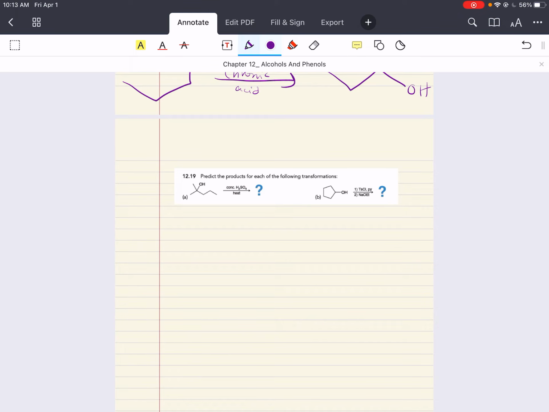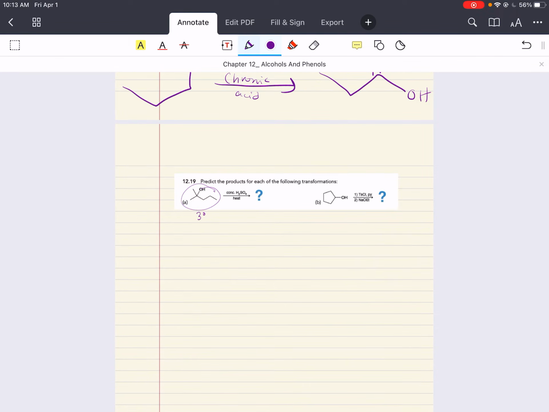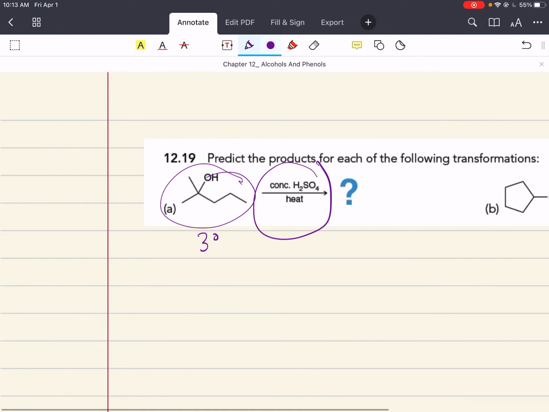Predict the product for each of the following transformations. We have this alcohol. It's a tertiary alcohol. We're going to be treating it with concentrated sulfuric acid. That means we're going to be getting elimination. This is going to proceed through an elimination reaction. What we're going to be getting are double bonds. Now, there are 2 places that this can react. This is going to be a friendly reminder of our chapter 7.